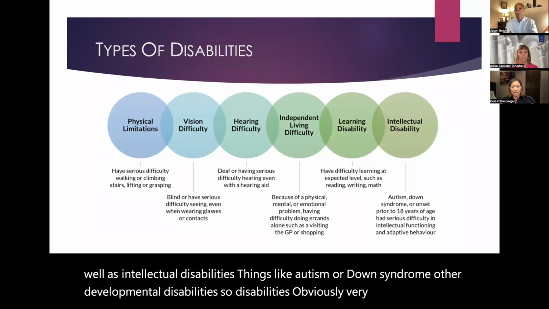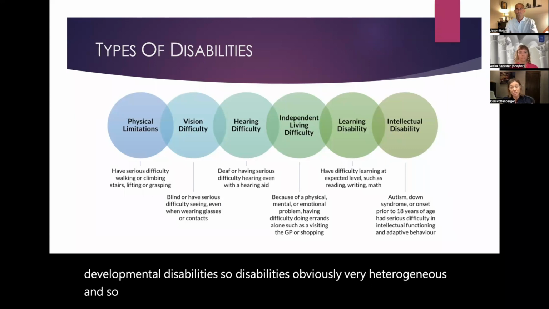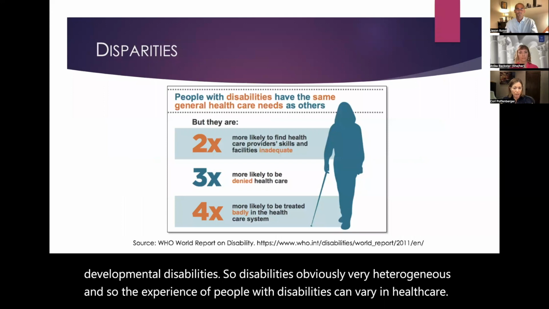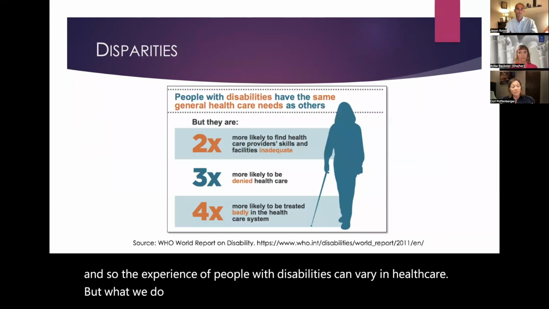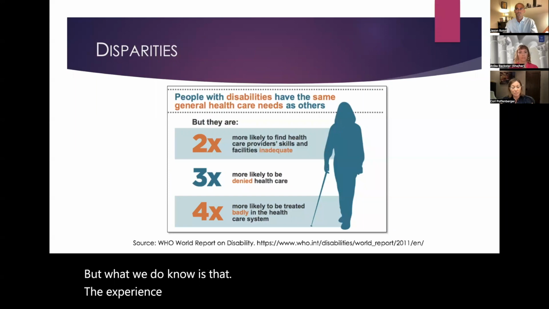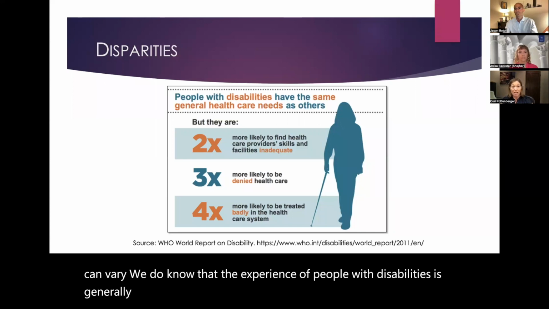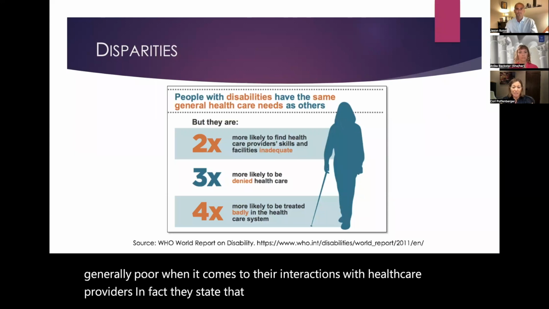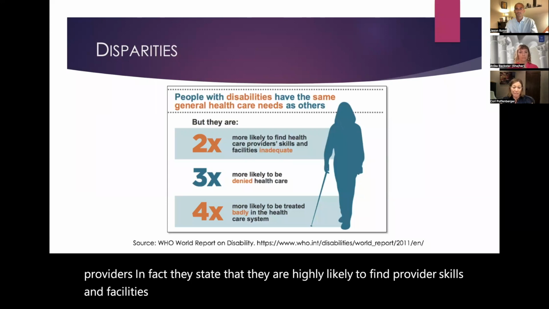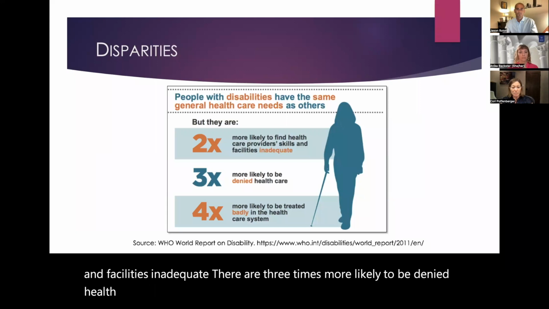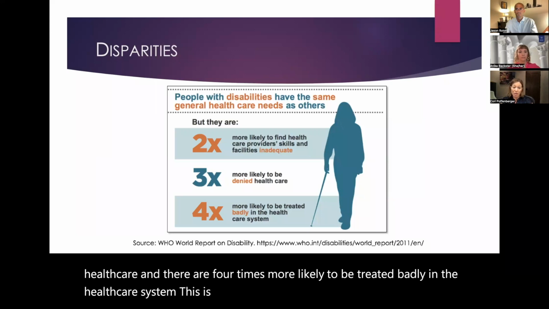And so the experience of people with disabilities can vary in healthcare. But what we do know is that the experience of people with disabilities is generally poor when it comes to their interactions with healthcare providers. In fact, they state that they are highly likely to find provider skills and facilities inadequate. They are 3 times more likely to be denied healthcare, and they're 4 times more likely to be treated badly in the healthcare system. This is data that comes from the WHO.